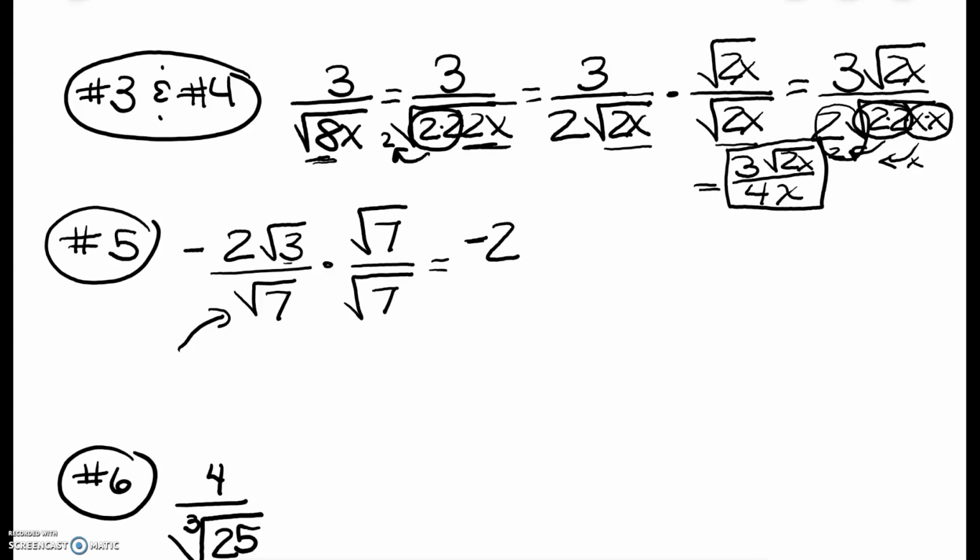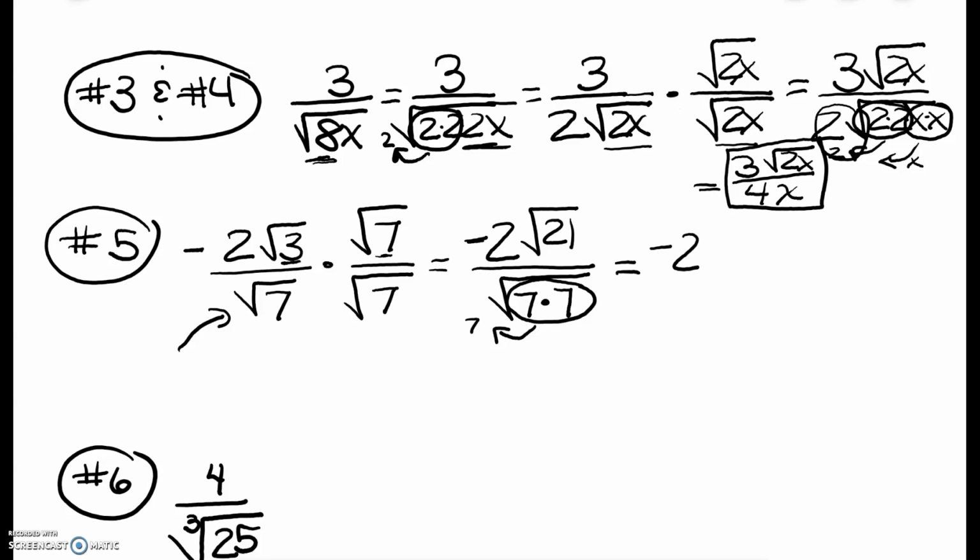And when I do that, I multiply the 3 and the 7 in the numerator to get 21. And in the denominator, I get the square root of 7 times 7, which is a nice group of 2. So my 7 comes out, and I'm left with negative 2 square root of 21 over 7. And I know if I simplify 21, that breaks down into 3 times 7, and I don't have a group of 2. So that is it. Final answer for this problem.